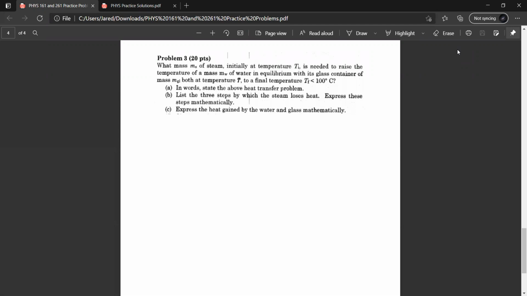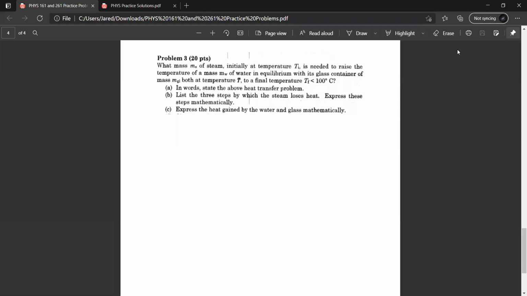What mass, ms, of steam, initially at temperature Ti, is needed to raise the temperature of a mass mw of water in equilibrium with its glass container of mass mgl, both at temperature T bar, to a final temperature Tf that is less than 100 degrees Celsius? So the best way to do this is to break down each of the parts given to us. Let's look at part A first.